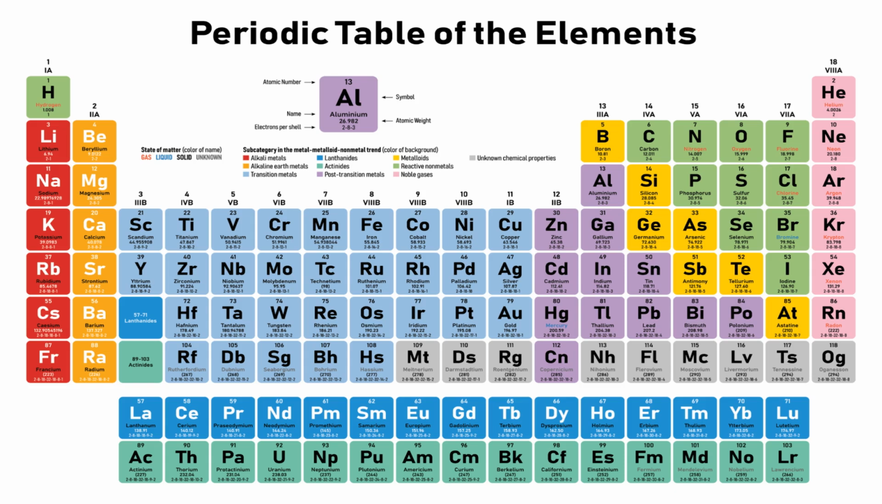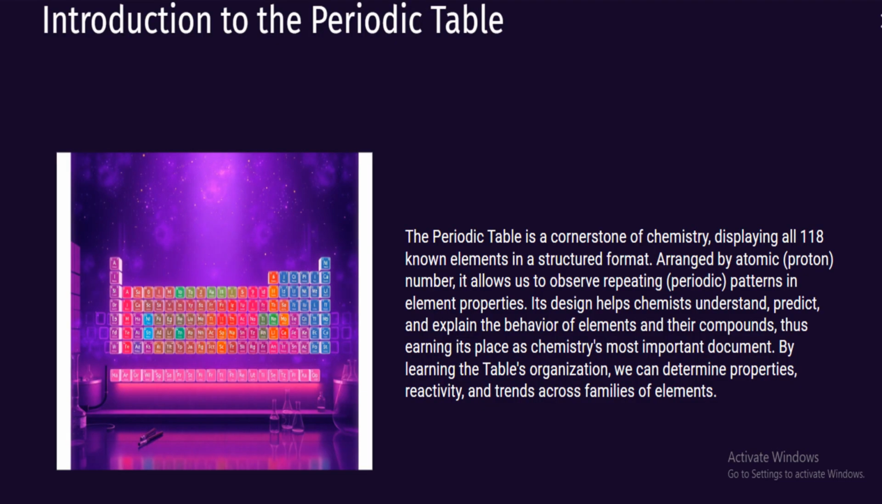This is the periodic table of the elements, organizing all known elements based on their properties. Take a moment to familiarize yourself with the structure and the key that explains the information in each element box. The periodic table is central to chemistry, displaying all 118 elements. Arranged by atomic number, it reveals periodic patterns and properties, helping chemists predict and explain element behavior in compounds.